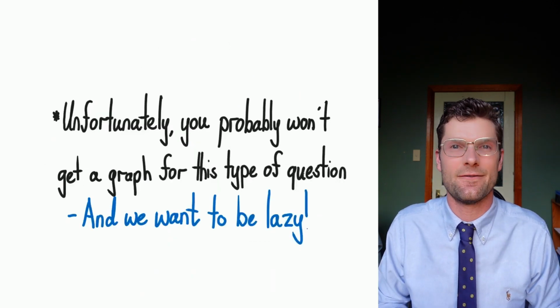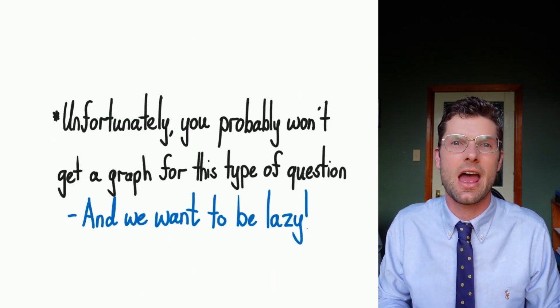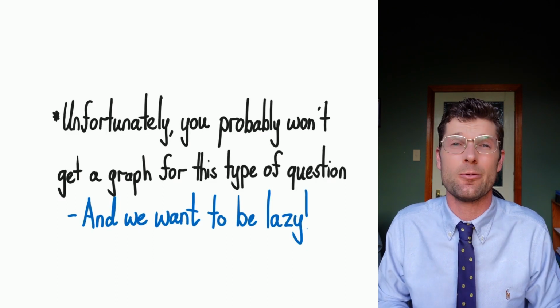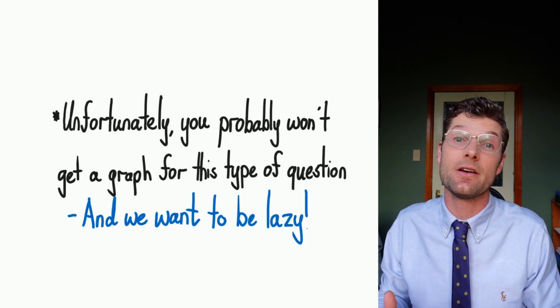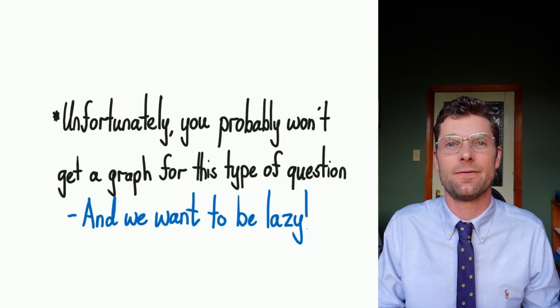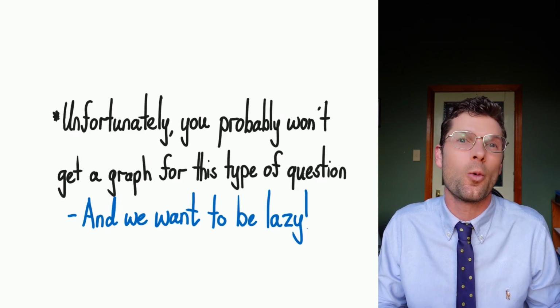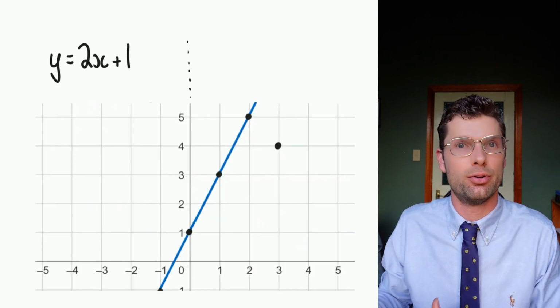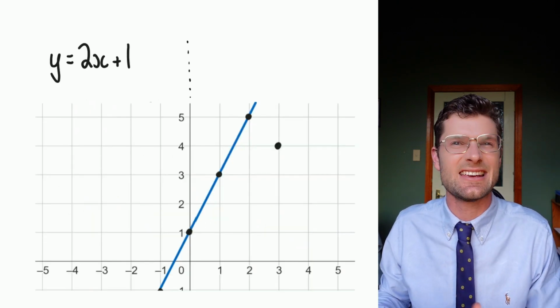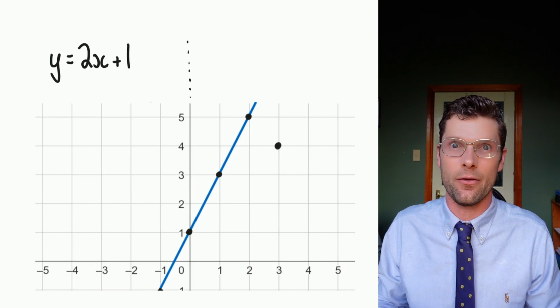We're going to see how to do this just algebraically, but this is the major key point. Unfortunately, we won't get given a graph for most of these questions, and we don't want to have to draw one instead. We want to be lazy. So we'll be given an equation, and we'll be asked to find out whether or not a point is on that line of the equation without having to graph it. So the way that we're going to prove that this point is not on the line is by actually looking at the points that are on the line.